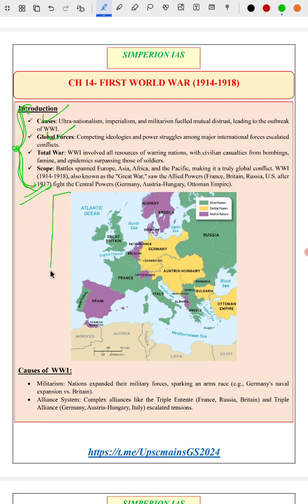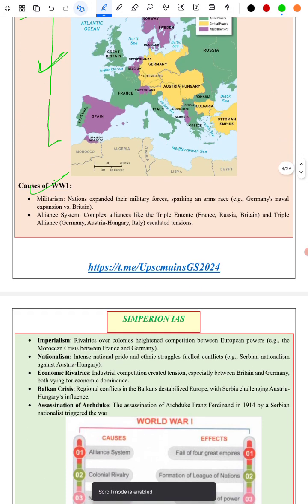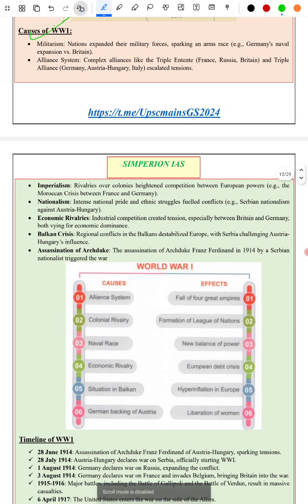Then we are given a map to represent the allied powers, the central powers, and the neutral nations as well. Mainly it was between the allied powers and the central powers, so we are given the map. Next are the causes of World War I, and also the effects and consequences of World War I.